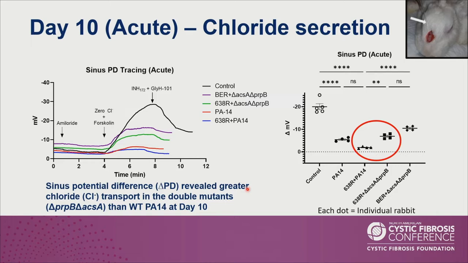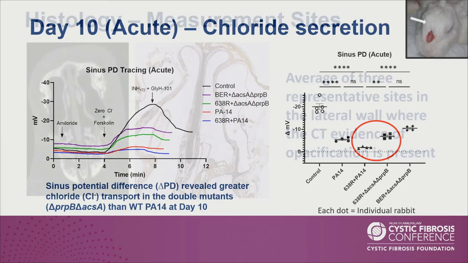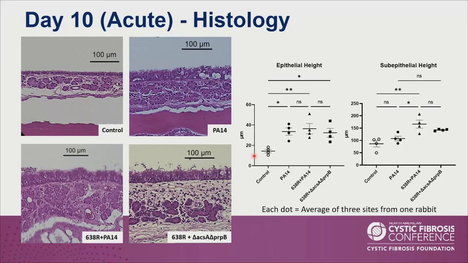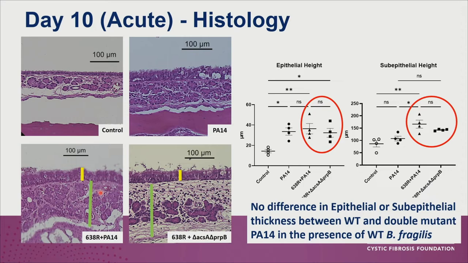Then I did the histology measurement at three different sites of the lateral wall of the sinus cavities to make sure the mucosa thickness is okay. First, I measured the epithelial height and the subepithelial height. Regarding the epithelial height, there's not much difference between the wild type and the mutants, and also for the subepithelial height, not much difference between the two groups. However, the density is very different: with the wild type, there are significant inflammatory cells, but with the mutant Pseudomonas, there's not much going on in the subepithelial layer.